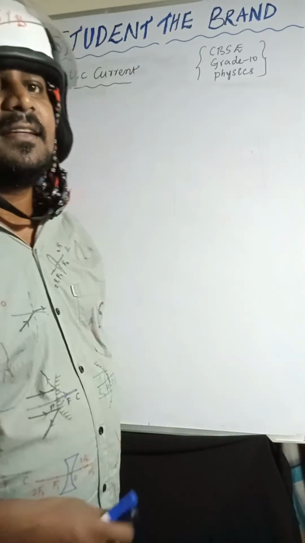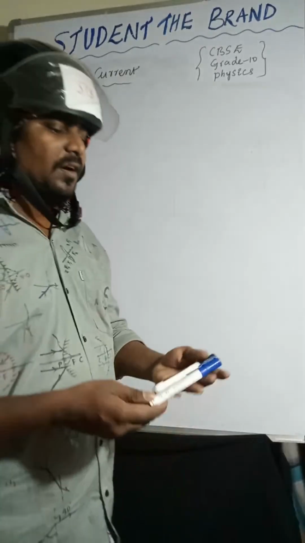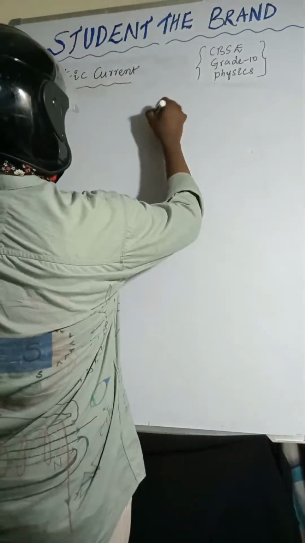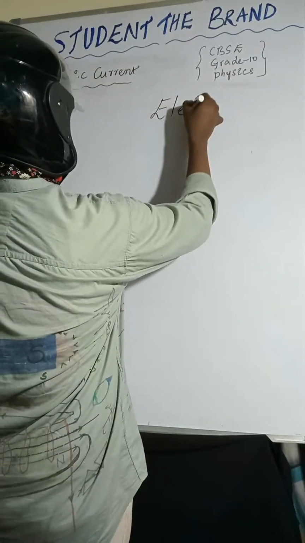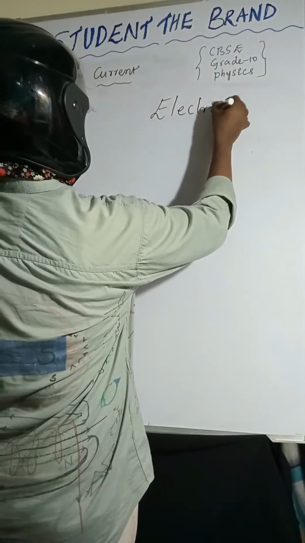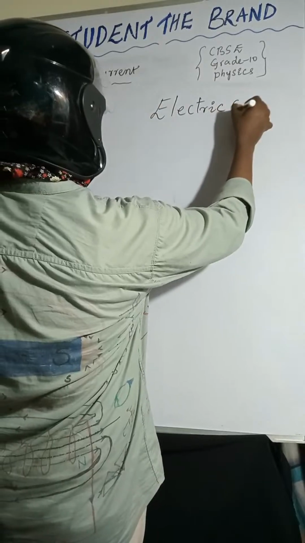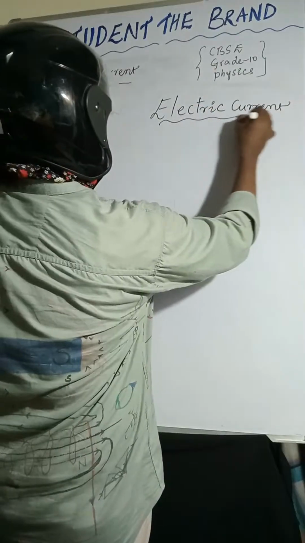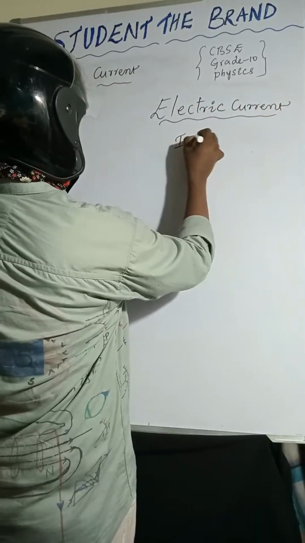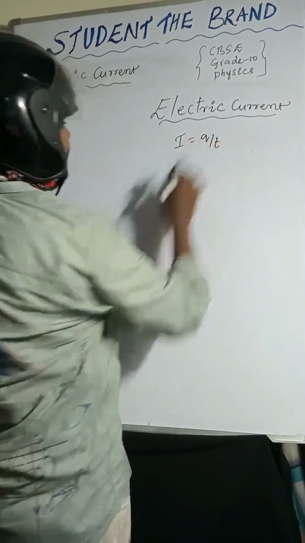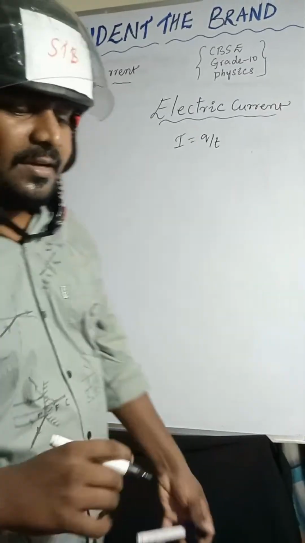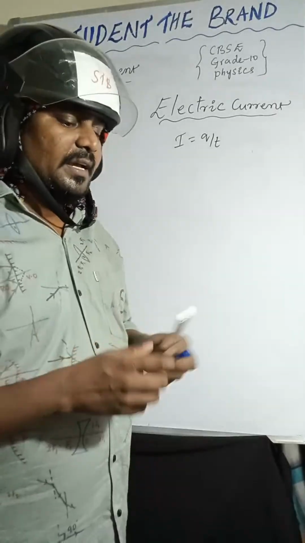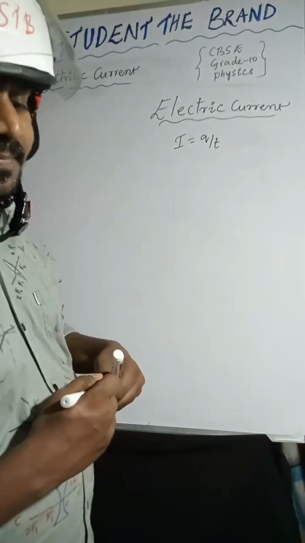So, electric current: the rate of flow of charge is called electric current. Electric current is nothing but the rate of flow of charge, I equal to Q by T. The SI unit of current is ampere, and the SI unit of charge is coulomb.